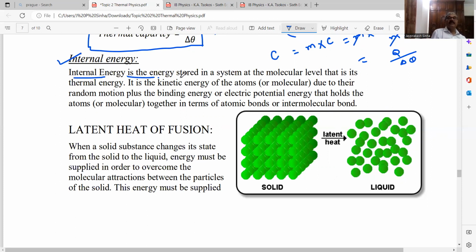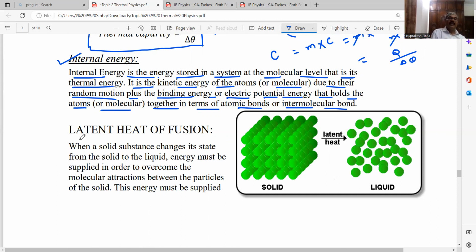Internal energy is the energy stored in a system at the molecular level, that is its thermal energy. It is the kinetic energy of the atoms or molecules due to their random motion. So kinetic energy is always due to its motion, plus the binding energy or electric potential energy that holds the atoms or molecules together in terms of atomic bonds or intermolecular bond. So this is internal energy.